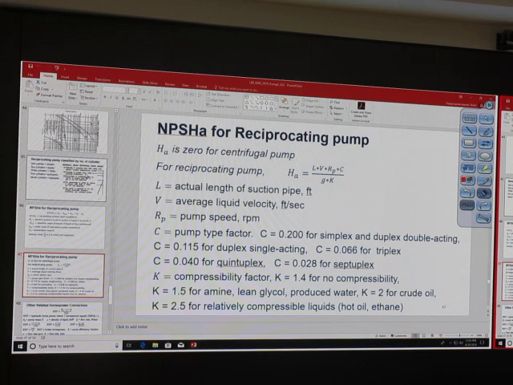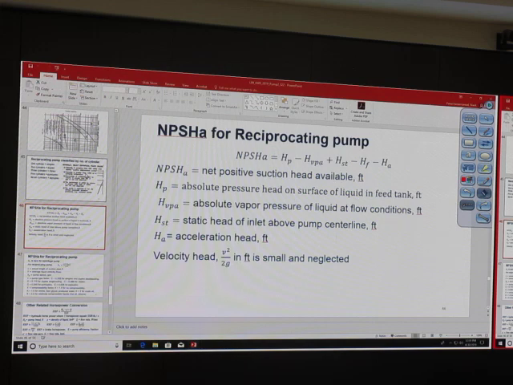Reciprocating compressor. Okay, this is HA or hydrostatic head available. Oh no, I'm sorry. Acceleration head.